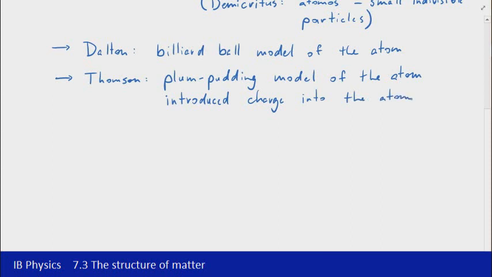Now, it's called the plum pudding model because he basically proposed that the atom is kind of like a plum pudding, where the plums that are in the pudding would represent the electrons, and the rest of the pudding would be just sort of charged, positively charged mass that the negatively charged electrons existed in.